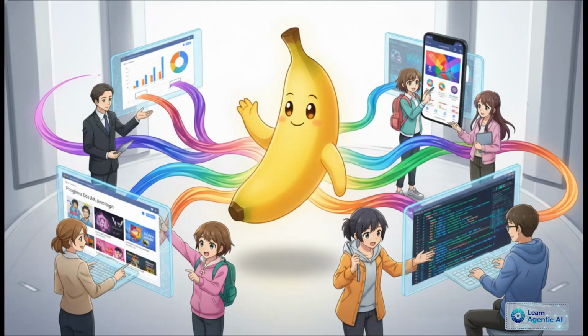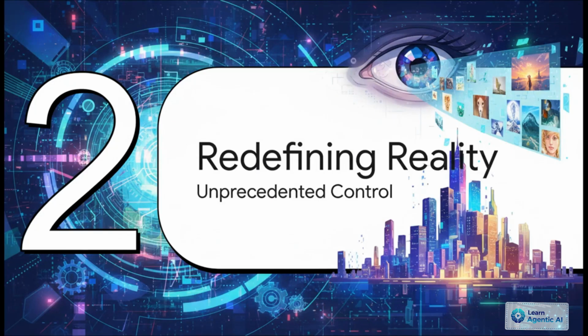And you can bet Google is pushing this technology out everywhere. We're talking from everyday tools like the Gemini app and Google Slides, all the way to professional platforms for advertisers and developers. The message is pretty clear. They want this to become the new gold standard for creating images. So let's get into the first big breakthrough here. It's all about redefining reality by giving you a level of control that honestly just wasn't possible before.